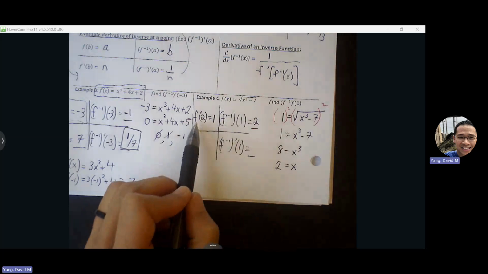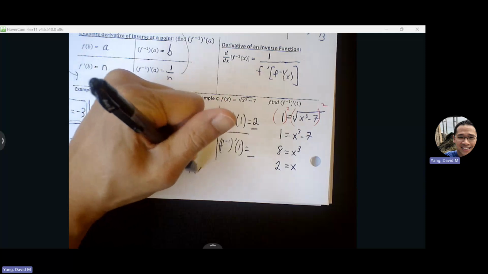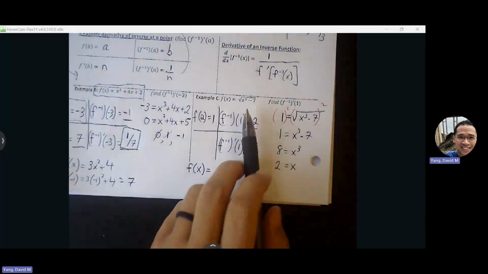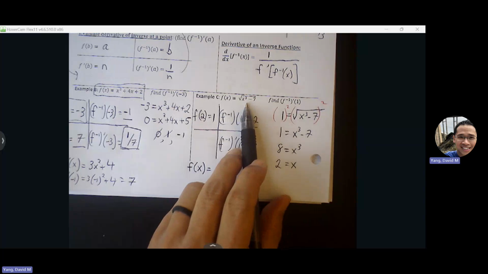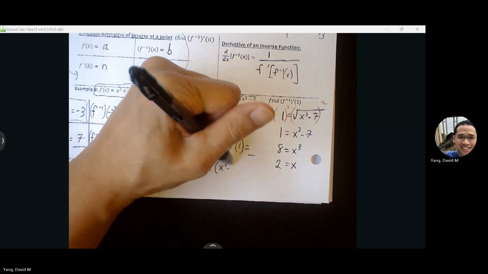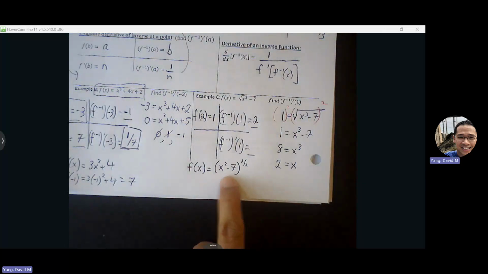But before I can find f prime of 2, let's find f prime of x. But before I find f prime of x, let me get my function ready for my derivative. How can I rewrite this to get myself ready for my derivative? Good. And what process do we have to go through to find the derivative?